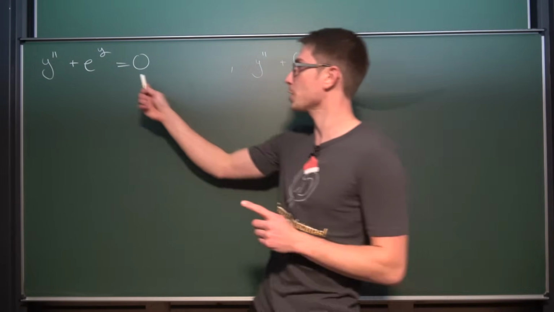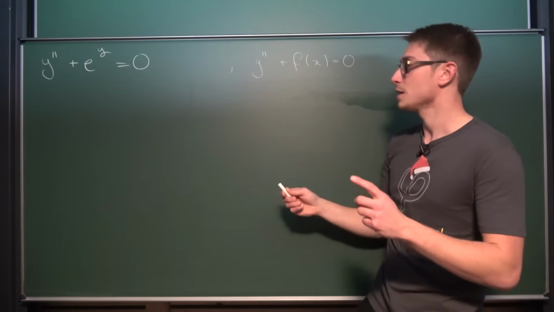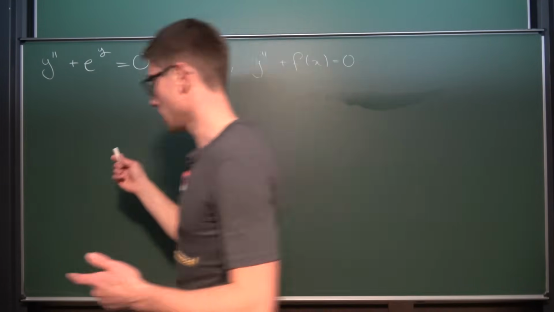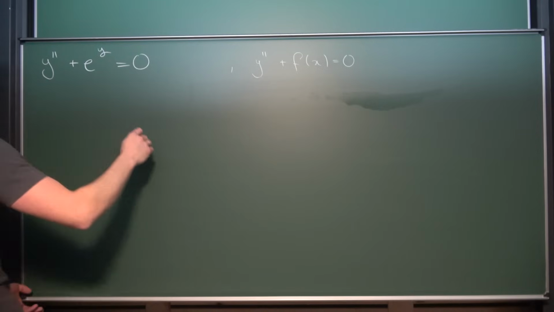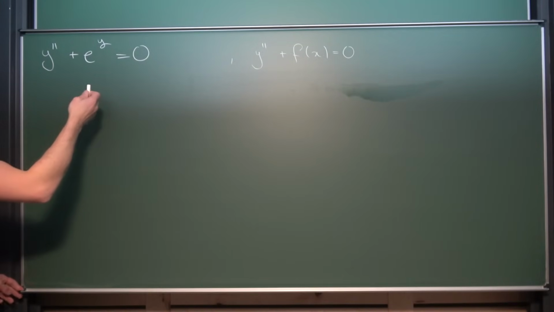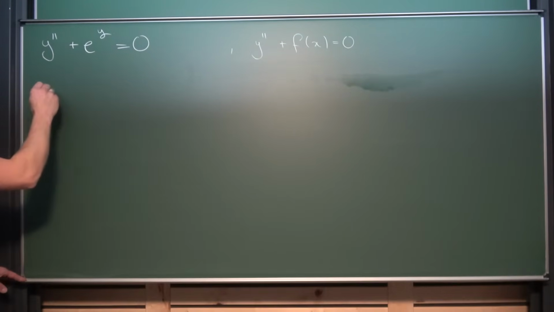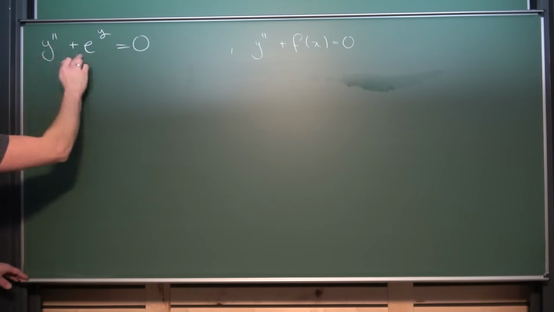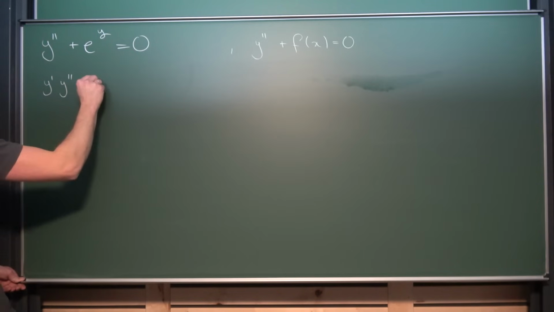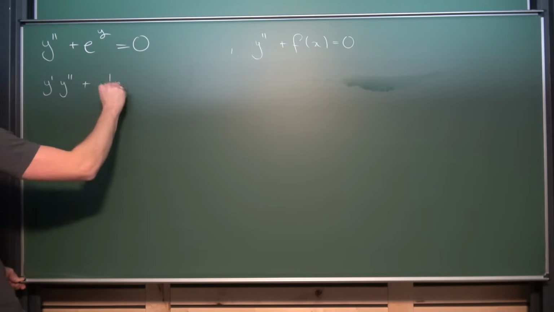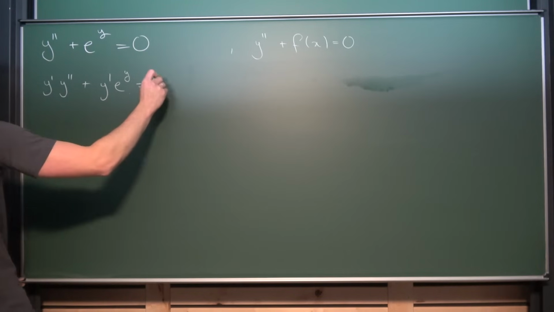And it should also work out fine with the e to the y. This is at least what I thought of. So I'm going to separate this a tiny little bit. It really doesn't matter. I can leave it how it is, I suppose. Multiplying both sides by y prime, so the velocity in that regard, we get y prime times y double prime plus y prime e to the y is equal to 0.